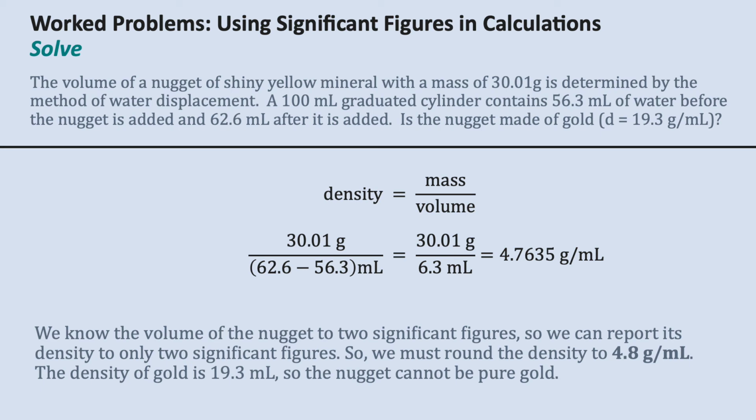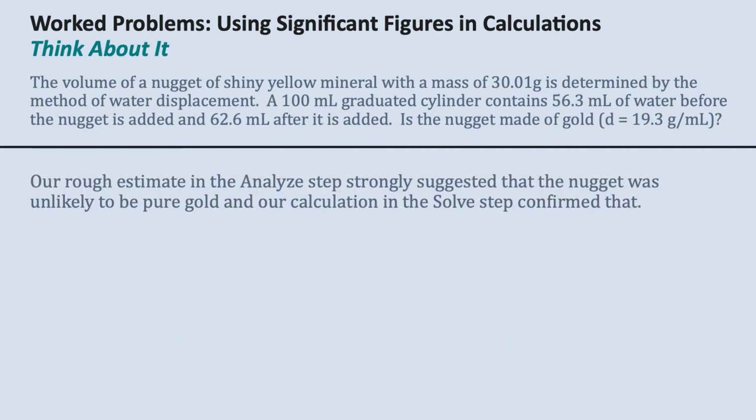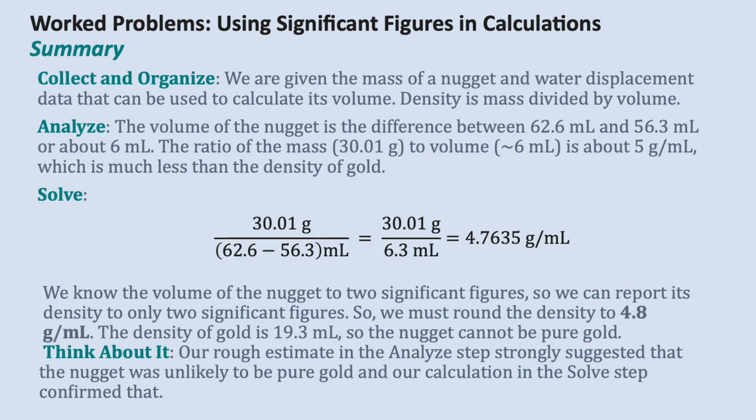If you take a number with 4 sig figs, divide it by something with 2 sig figs, when we do multiplication and division, we use the least number of sig figs. So our answer will have 2 sig figs, which means that we would report it as 4.8 grams per mL. So think about it. Our rough estimate helped us determine that this was not gold before we went on to do the exact calculation. And then just a summary slide here.